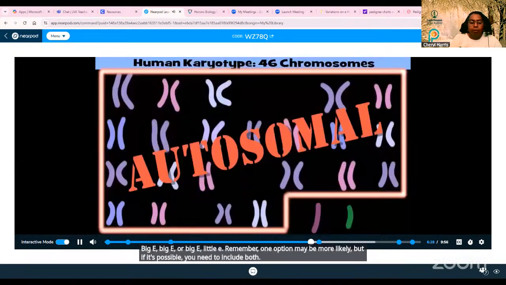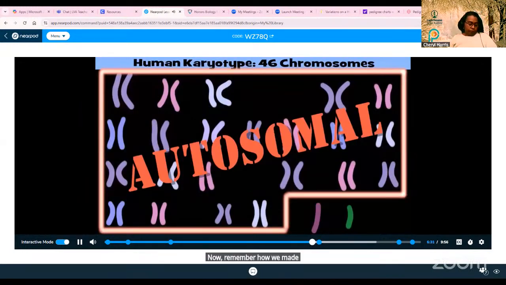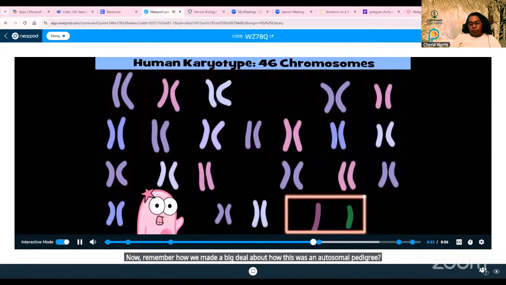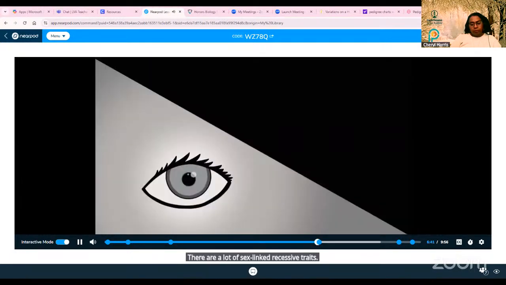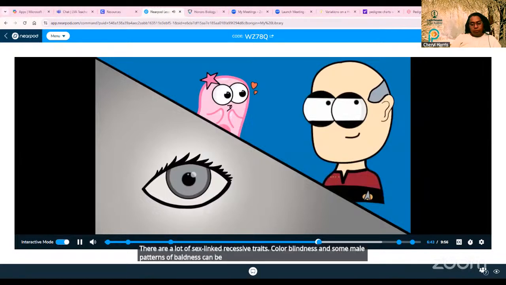Now, remember how we made a big deal about how this was an autosomal pedigree? Well, what if you're dealing with a sex-linked trait and therefore a sex-linked pedigree? There are a lot of sex-linked recessive traits. Color blindness and some male patterns of baldness can be sex-linked.